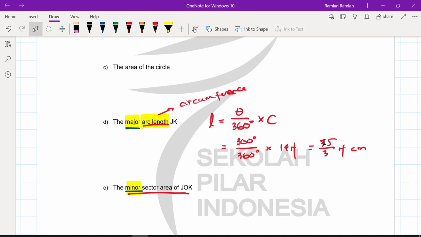Remember that arc length corresponds to the circumference. When we're talking about the sector, it corresponds with the area of the circle. So basically it has a very similar concept to finding the arc length, but the only difference is that instead of multiplying with the circumference, you multiply with the area of the circle.